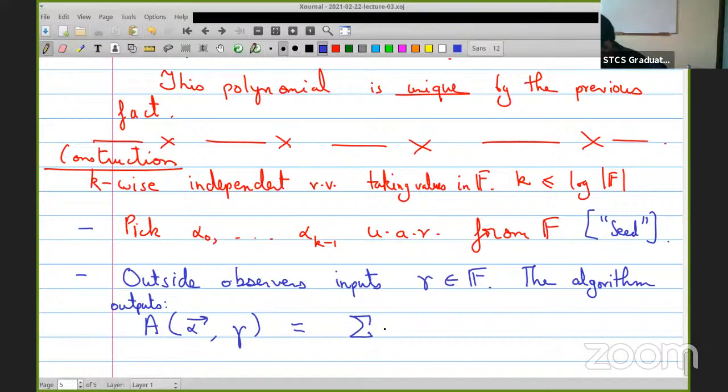So what Prahlad is pointing out, I'll write down something and then we'll try to make sense of it. What we will do is just this: alpha I gamma to the I. So this is what the algorithm outputs, but the algorithm needs to be able to do these computations, right? So it has to have some representation of the field.